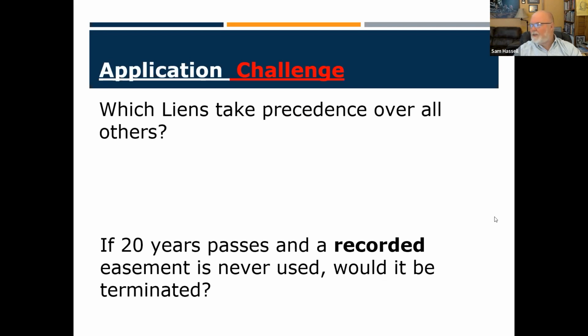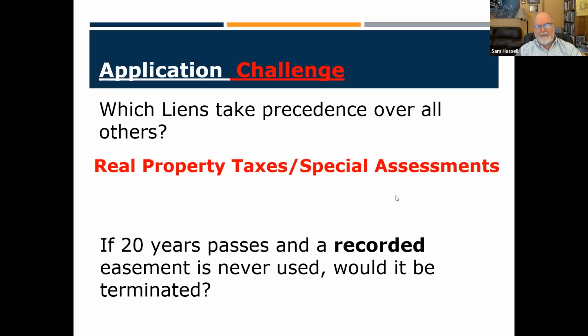Okay, in the chat box, answer this first question. What liens take precedence over all others? What gets paid first? What gets paid right after property taxes? What else? There's one more. Special assessments, right? Liens take precedence over all others: real property taxes, and then right after that, special assessments.